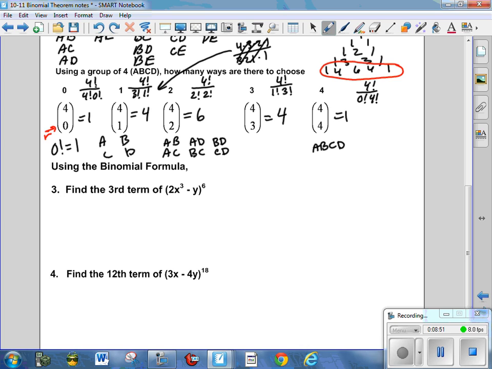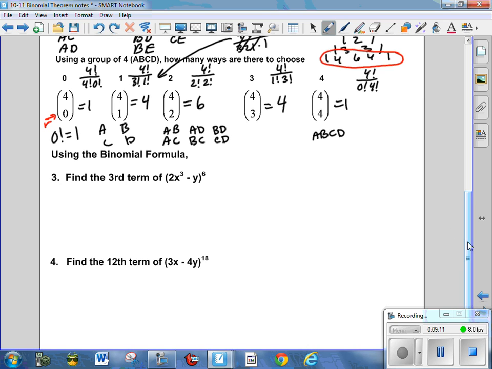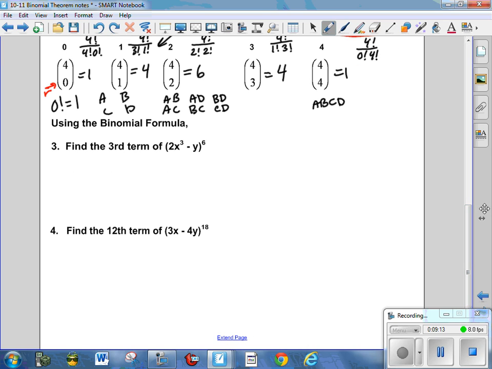So I want you to see multiple ways of looking at the same pattern. You can count possibilities. You can look at the pattern. But that's where this thing comes from. This is called the binomial coefficient, or a combination: n select r, whatever those numbers are. Okay, so let's take a look at applying the binomial formula to a couple of examples.